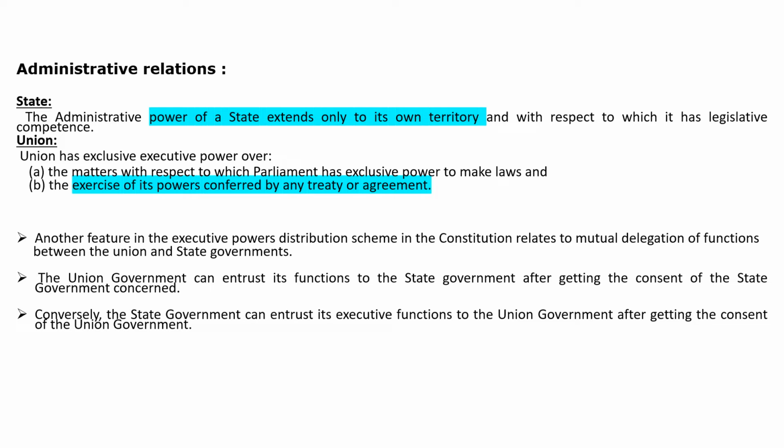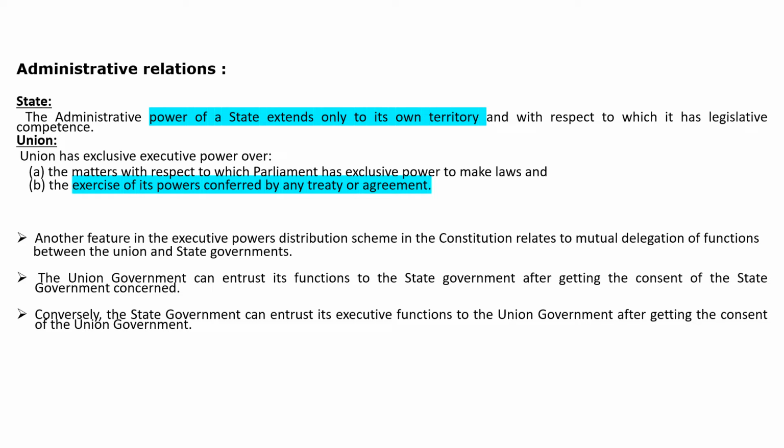Administrative relations. The administrative power of a state extends only to its own territory and with respect to which it has legislative competence. The Union has executive power over the matters with respect to which Parliament has exclusive power to make laws, and the exercise of its power conferred by any treaty or agreement.